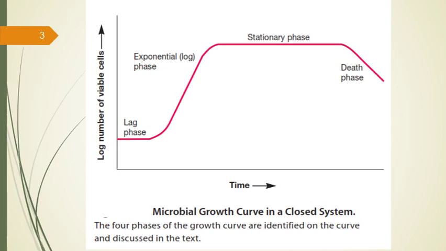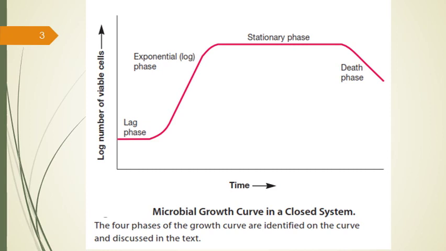Bacterial growth curve, as you can see in the picture. The bacterial growth curve represents the number of live cells in a bacterial population over a period of time. There are four distinct phases of the growth curve: lag, the log phase also called exponential phase, the stationary phase, and the death phase.